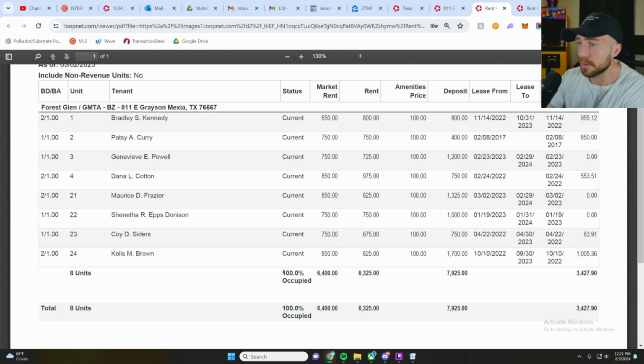So it's 100% occupied. That's good. And we're getting about 6,325 in rent. So this is like the market rent. They say 6,400. They're getting 6,325. So they're saying, hey, we're a little bit undervalued, but not much.